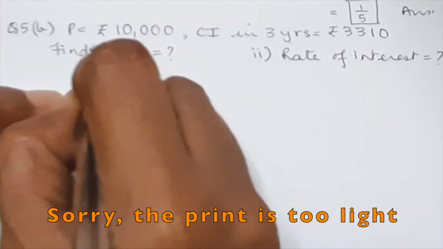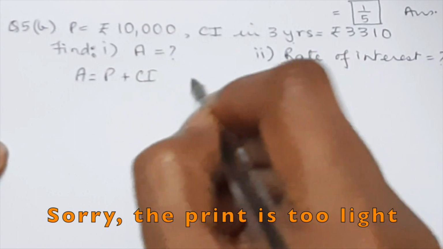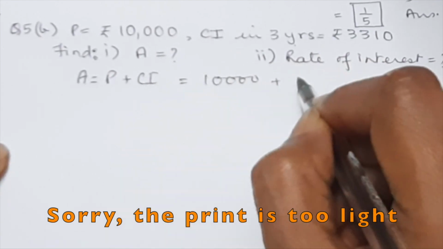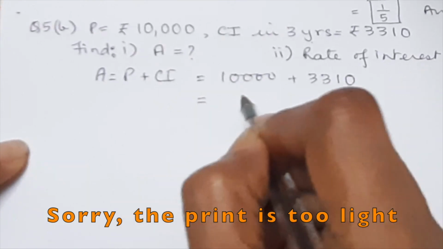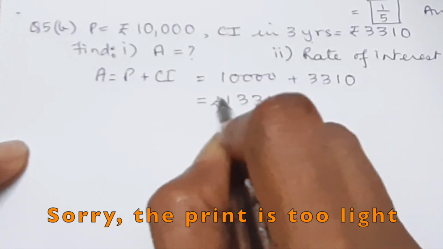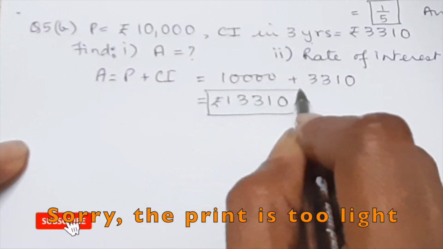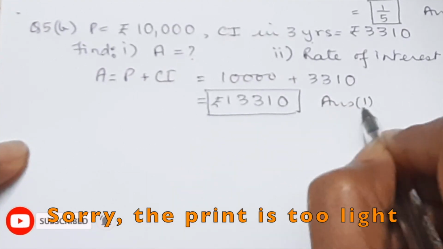Now what is your amount? Your amount is going to be principal plus the compound interest. So that will be 10,000 plus 3310. So that will be 13,310 rupees, and that is our answer 1.